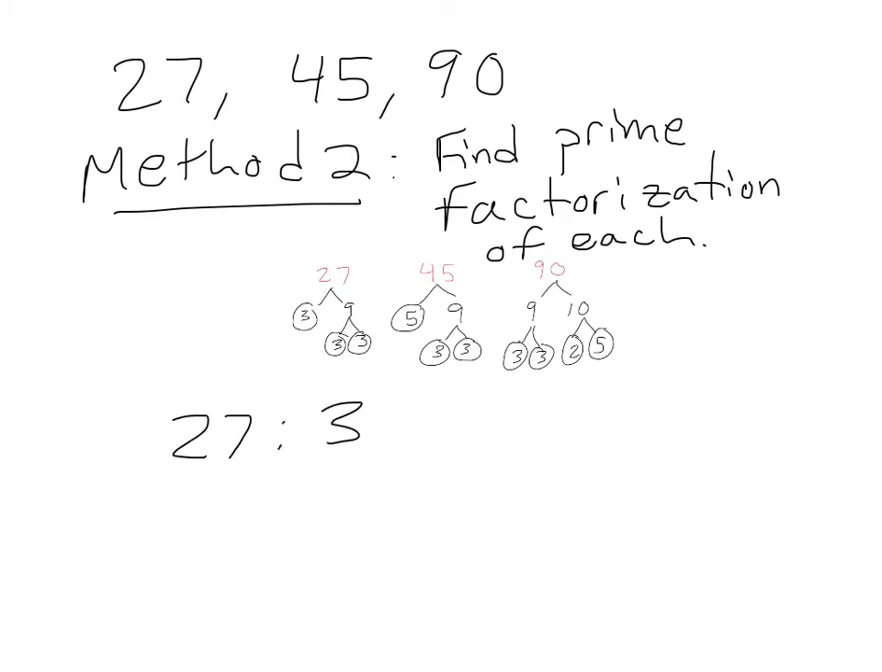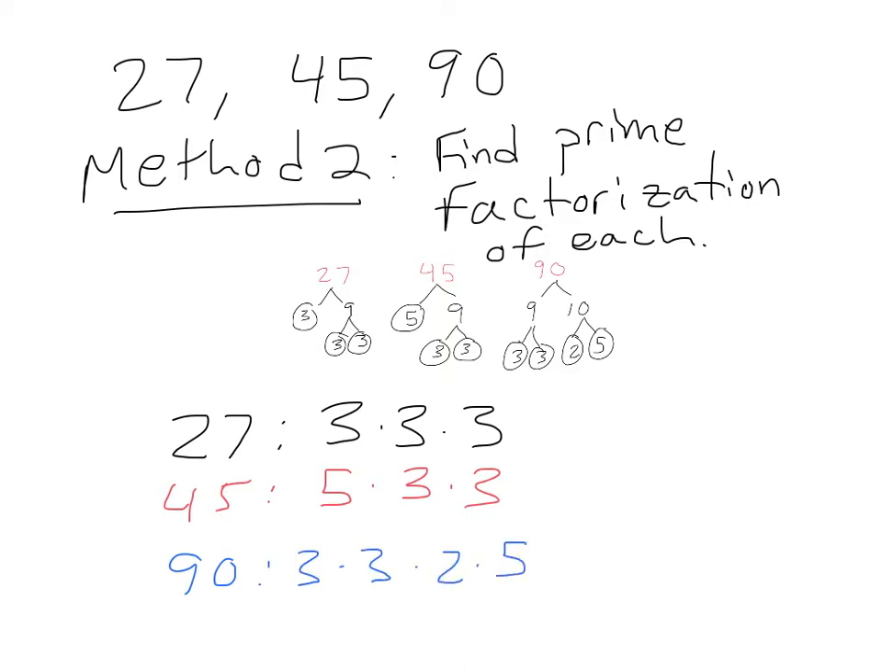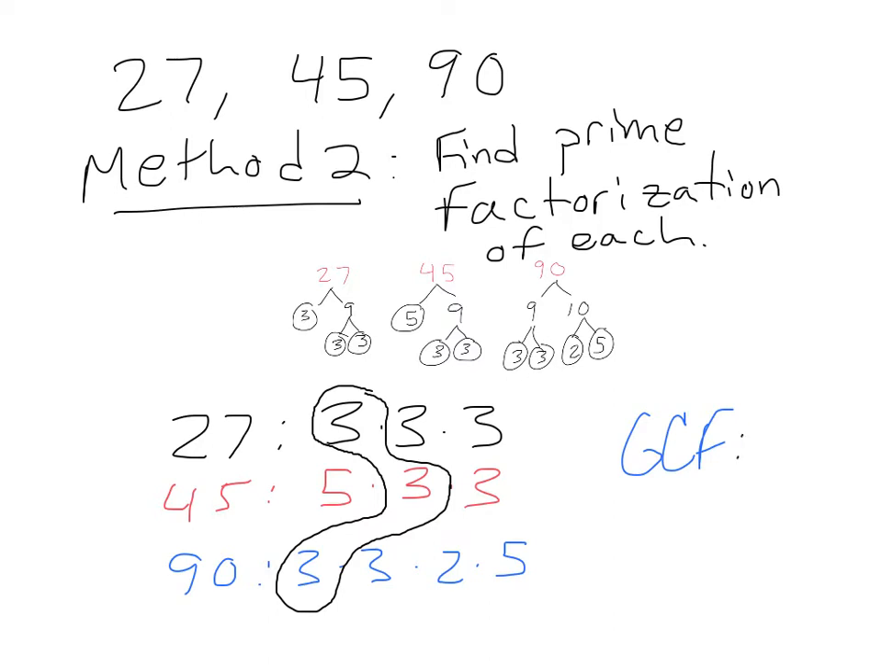We've got 27 that ended with 3 times 3 times 3. 45 ended with 5 times 3 times 3. And lastly, 90 ended with 3 times 3 times 2 times 5. Now that we have the prime factorization for each number, in order to find the GCF, we find what these numbers have in common. So notice we find a 3 in the first, a 3 in the second, and a 3 in the third. So I circle all that they have in common, and then once I find something that's common in every one, I write it once in my GCF.